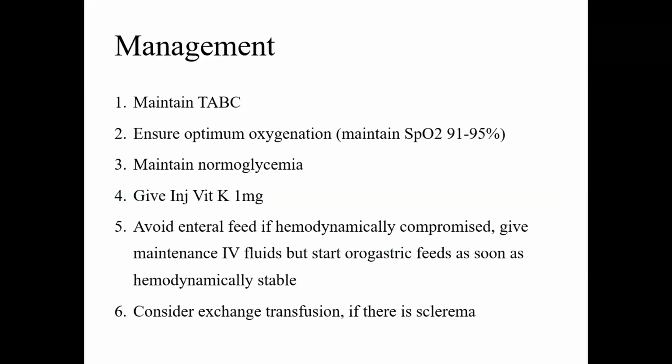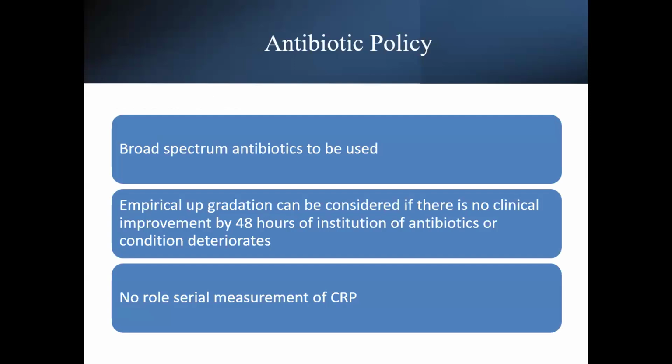Then management. Maintain temperature, airway, breathing, and circulation. Ensure optimum oxygenation, so maintain saturation between 91 to 95%. Maintain normoglycemia. Give injection vitamin K 1 mg if earlier not given. Then avoid enteral feed if the baby is not hemodynamically stable, but if you feel that the baby is now hemodynamically stable, then enteral feeds can be started. And if there is sclerema, then you can consider exchange transfusion because it has shown some benefit in improving the survival of the baby. So antibiotic policy is very important.